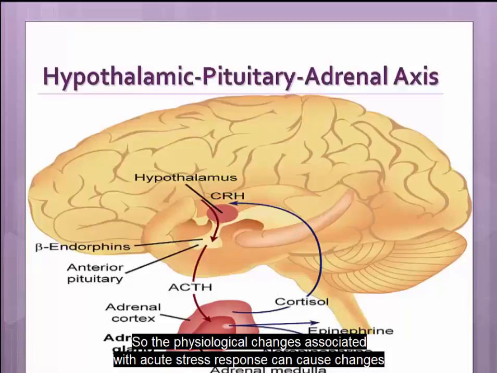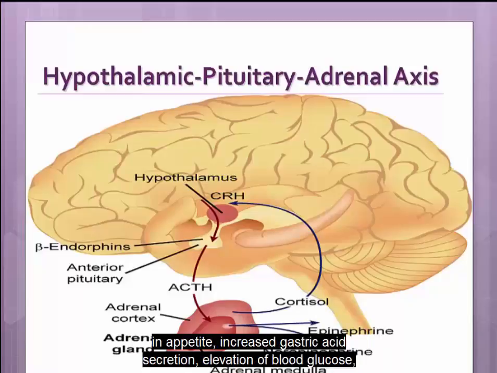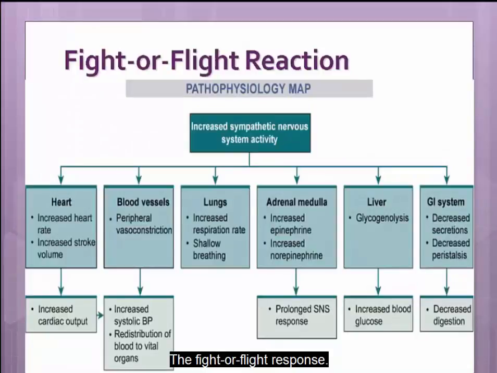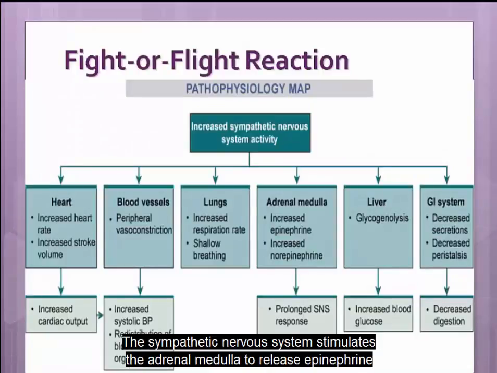So the physiological changes associated with acute stress response can cause changes in appetite, increased gastric acid secretion, elevation of blood glucose, increase in respiratory and heart rate. The fight or flight response. The sympathetic nervous system stimulates the adrenal medulla to release epinephrine and norepinephrine.